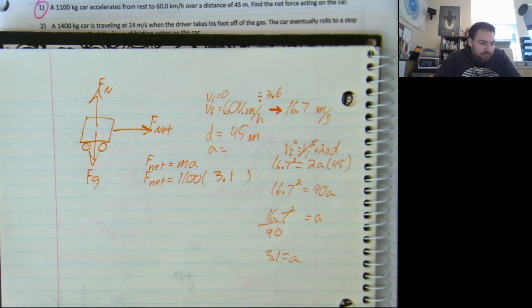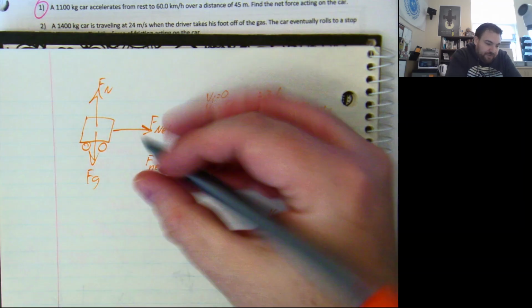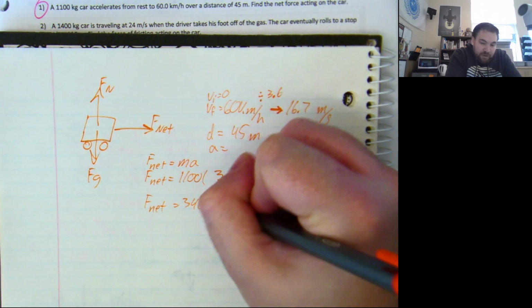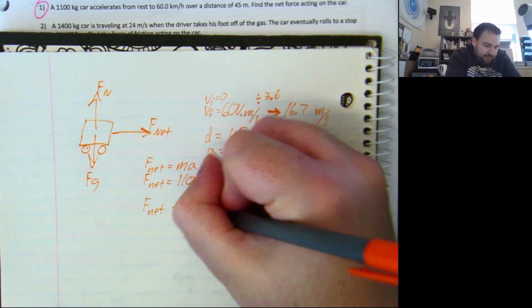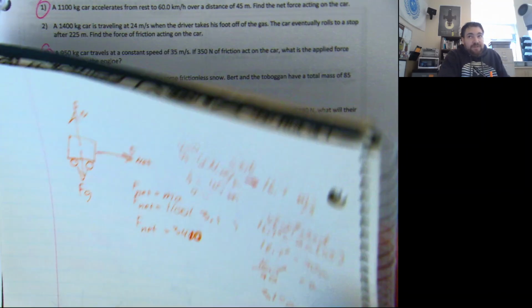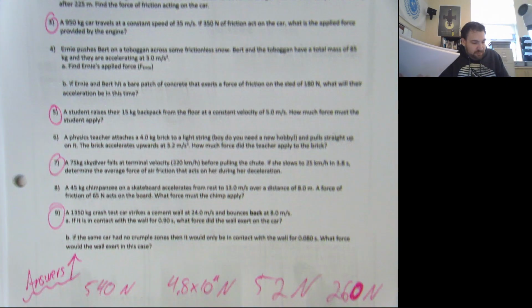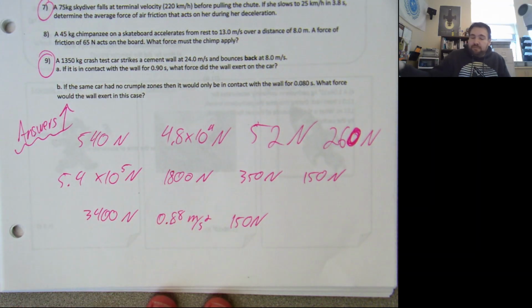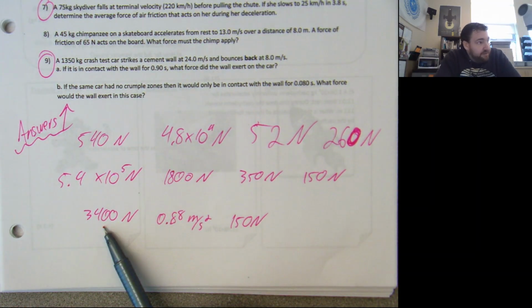So then to find the net force on the car, you're looking at 1100 times the 3.1 we just found. You're looking for a net force of 3,401. Nope, 3,410. If we take a look, please let there be a 3,410. There it is.